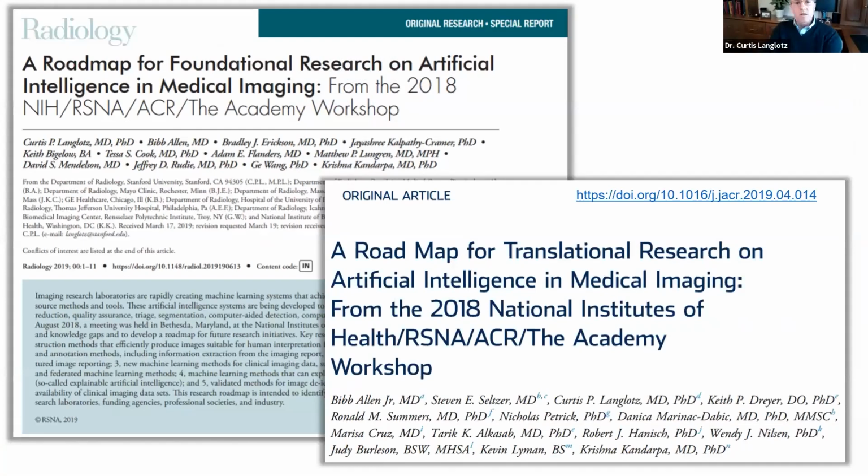So I'll start with these two white papers, which were the result of an NIH workshop that was supported by the RSNA, ACR, and the Academy, to look at and develop a roadmap for both foundational and translational research on artificial intelligence in medical imaging. A number of conclusions came out of that, but one of the more important ones, which has been mentioned, is the need for publicly available, widely available data sets for training of these machine learning algorithms, which require large amounts of labeled AI-ready data.